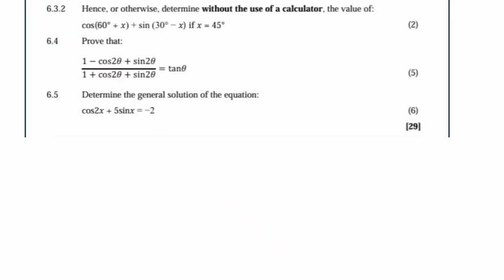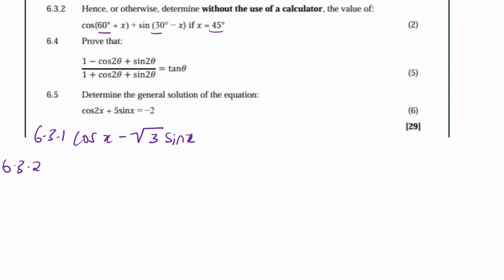Therefore, now remember on our 6.3.1, our answer was cos x minus root of 3 sine x. Therefore, now let's go to 6.3.2. Hence, or otherwise, determine without the use of a calculator the value of cos(60 + x) + sin(30 - x) if x is equal to 45.